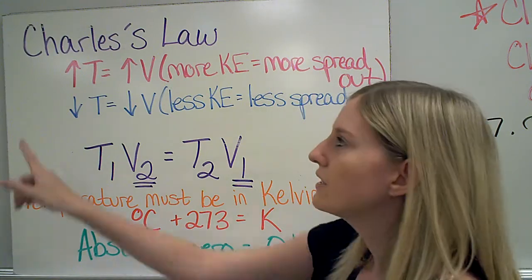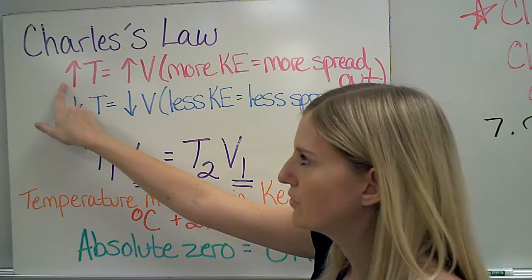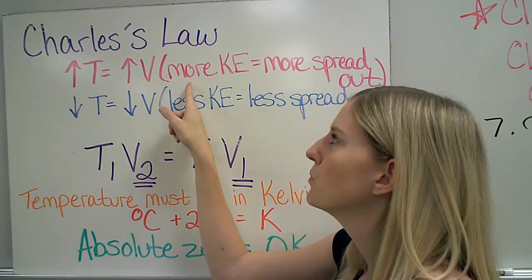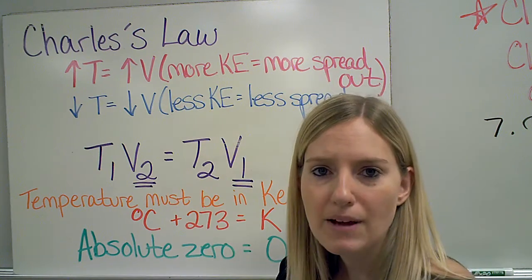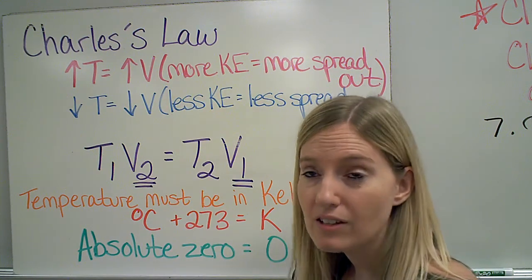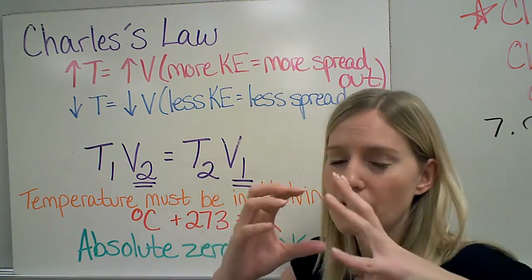Another gas law is Charles's law, which is about temperature and volume. If I increase the temperature, I end up increasing the volume. So there's more kinetic energy anytime I increase the temperature, which means they're moving faster, and that is going to cause more collisions, and that's going to cause it to spread out.